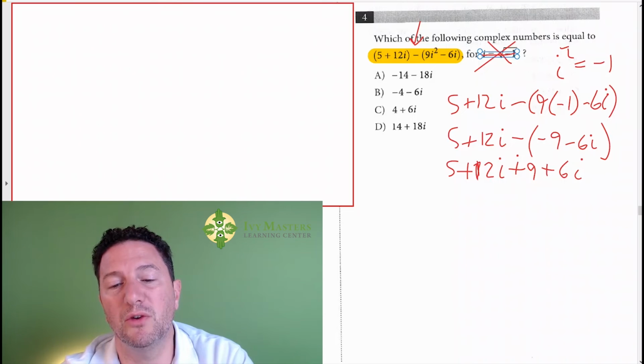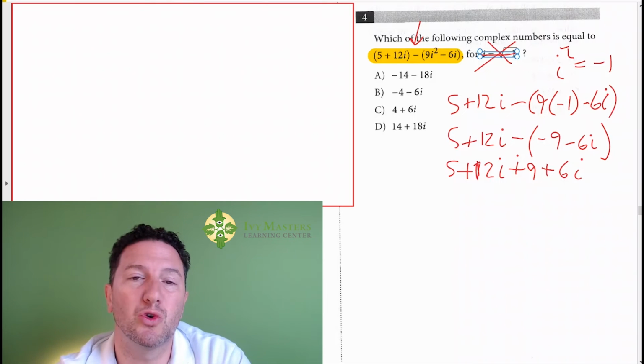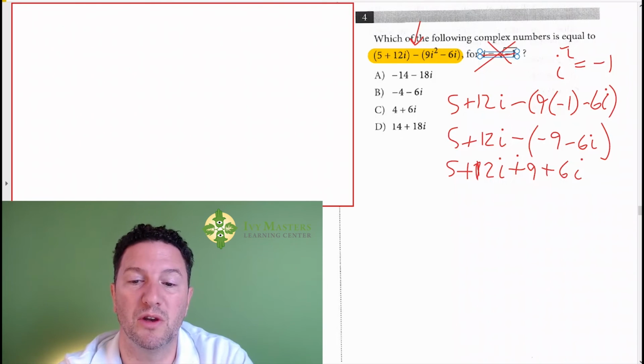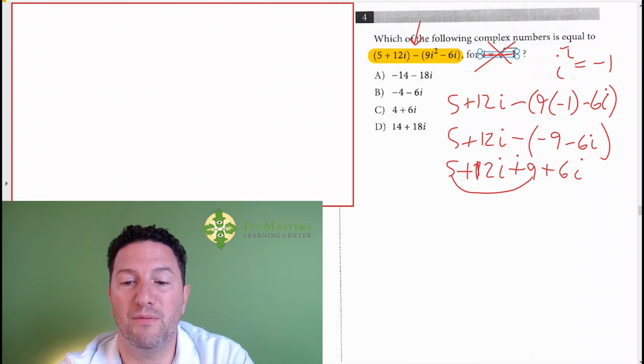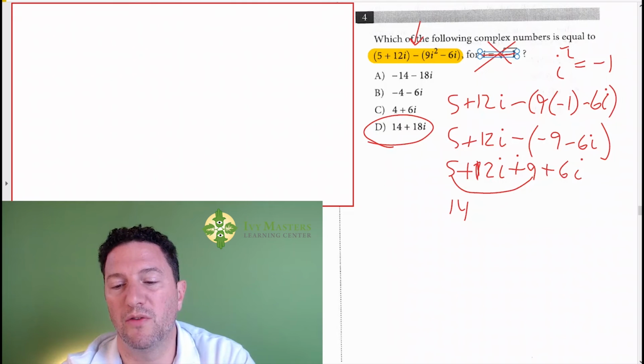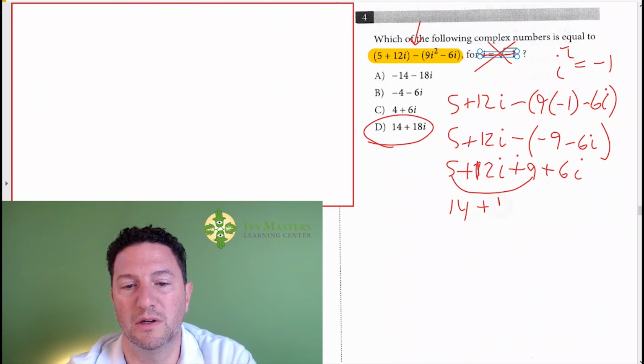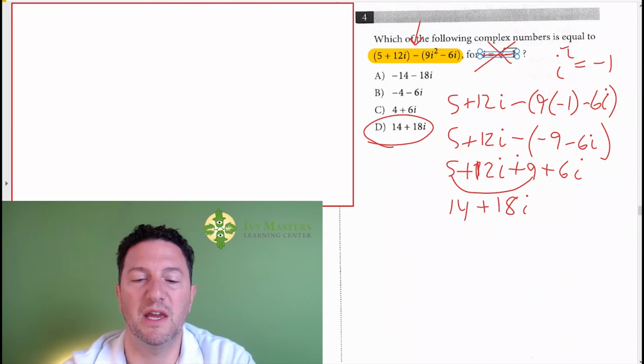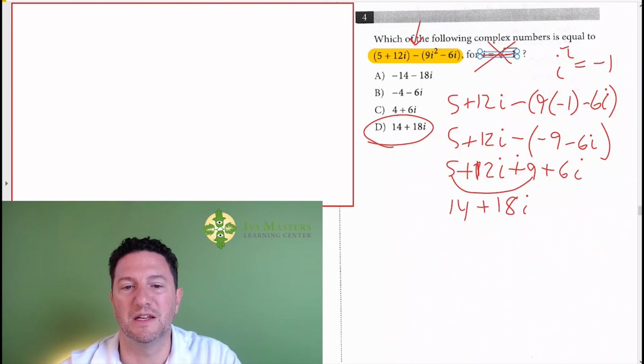And now all you have to do is combine like terms. You treat the i like you would treat x, like you would treat a variable. Anyway, 5 plus 9 will be 14. And you know your answer right away, right from there. And then 12i plus 6i will give you 18i, which again is answer choice D.